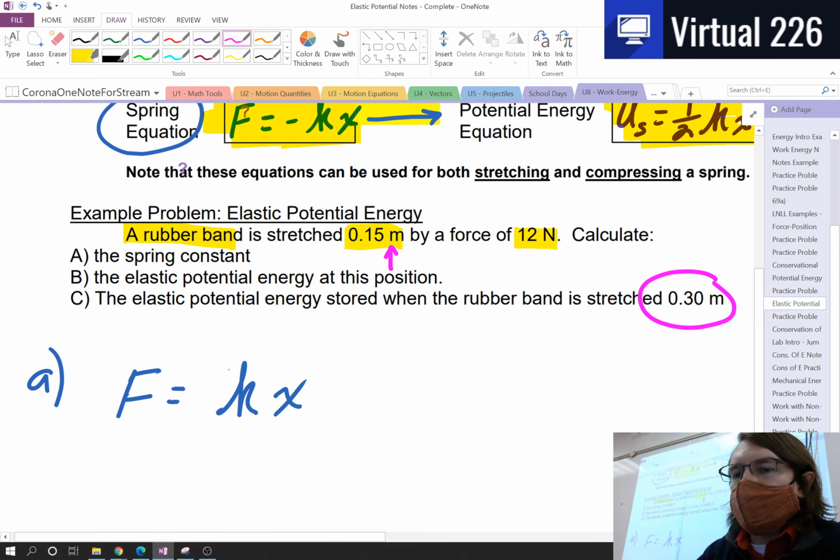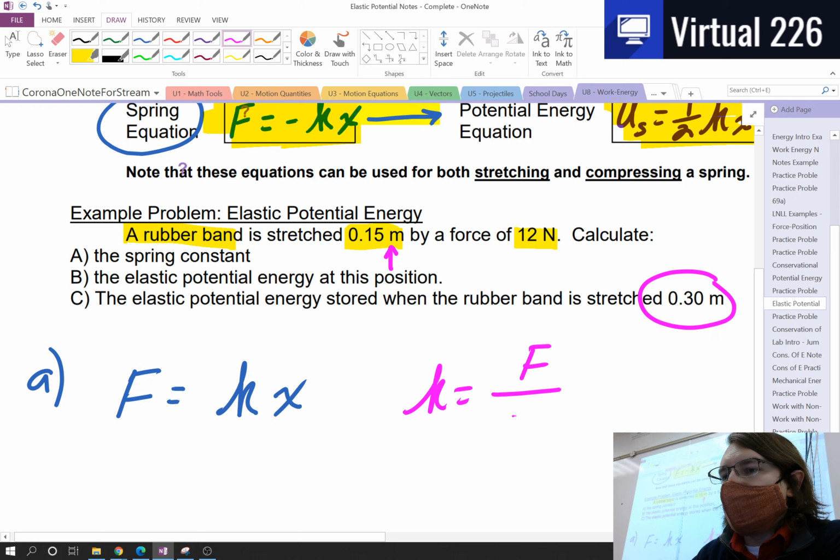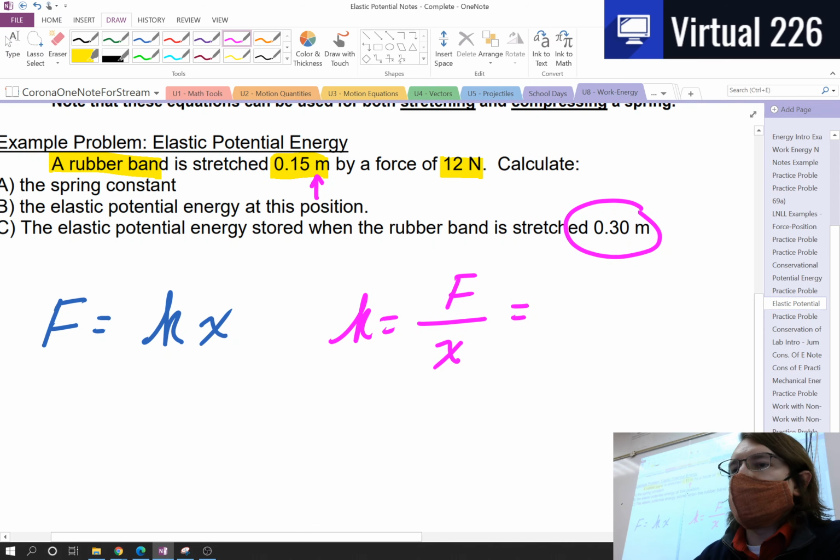And then with this Hooke's law equation, we can just solve for k. We can just say k equals F over x, which means when we put in some values here, we get 12 newtons divided by 0.15 meters. This will give us a spring constant.